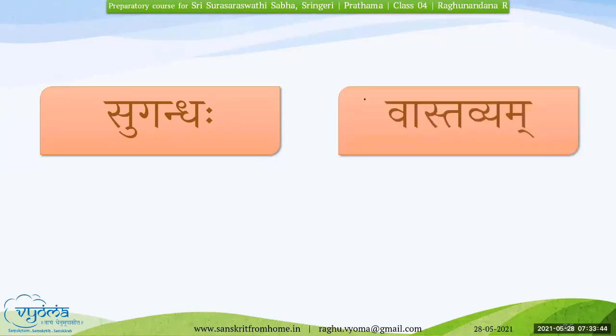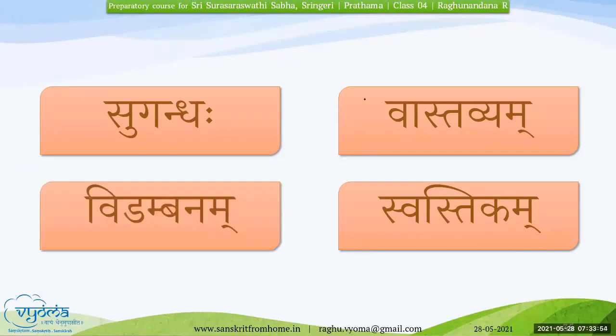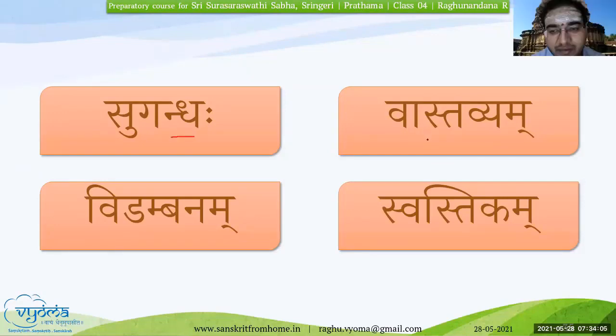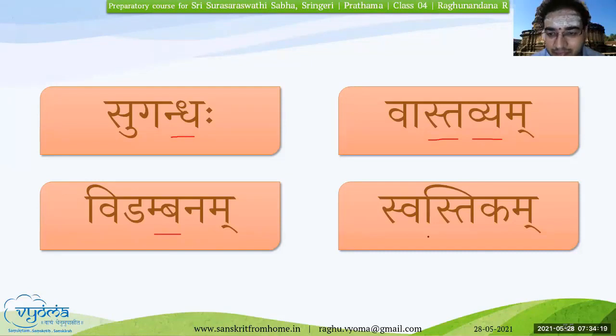Sugandha, Vastavyam. Very good. Swastikam, Vidambanam. Very good. Now identify the Sanyuktaksharas in the first word. N, dh, ndh. Very good. Second one. S, t, st, v, y, vy. Very good. M, b, mb. Very good. S, t, st, s, v, sv. Very good. So these are the Sanyuktaksharas in these four words. Next set, please start reading.